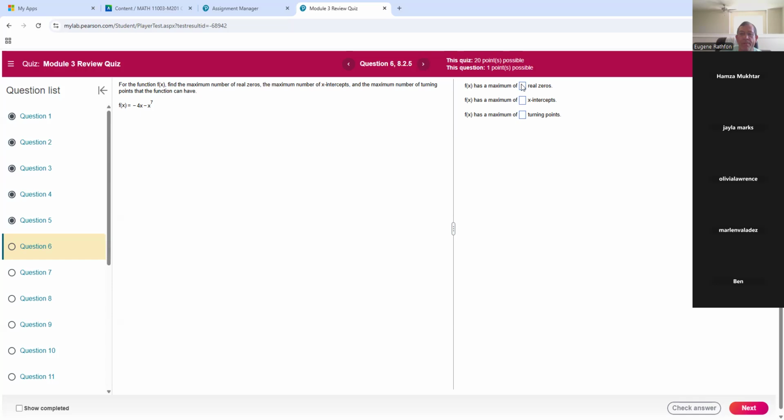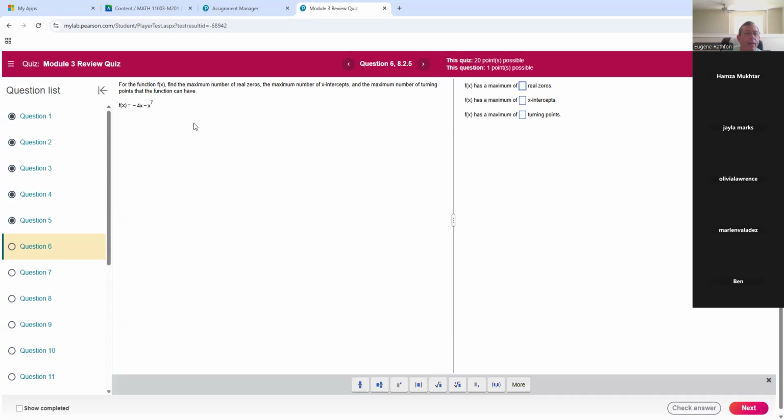All right, y'all, so this is one for y'all. They're giving you a function. They want to know the maximum number of zeros, maximum number of x-intercepts, and the maximum number of turning points. So you got a negative 4x minus x to the 7th. So y'all, the question is, what's the maximum number of real zeros?